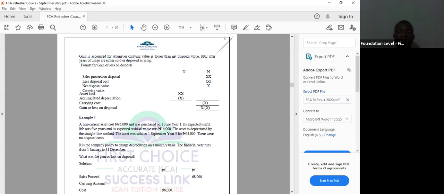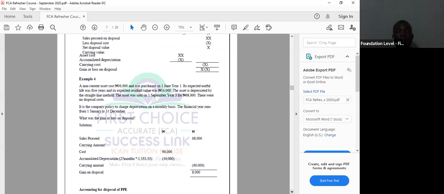Let's pick a question and let's solve it with the question. Now it says, example 4: a non-current asset costs 96,000 and was purchased on 1st June, year 1. Its expected useful life was 5 years and its expected residual value was 16,000. The asset is depreciated by the straight line method.